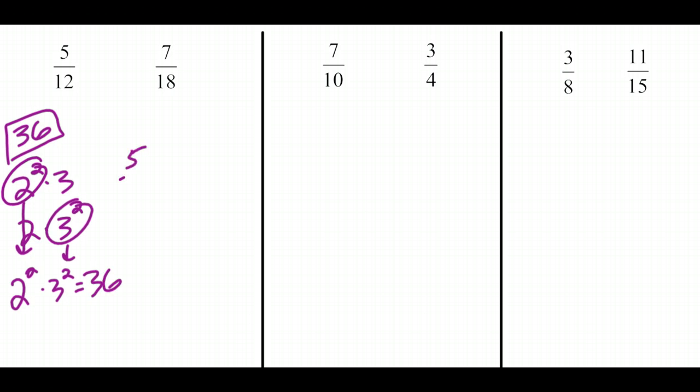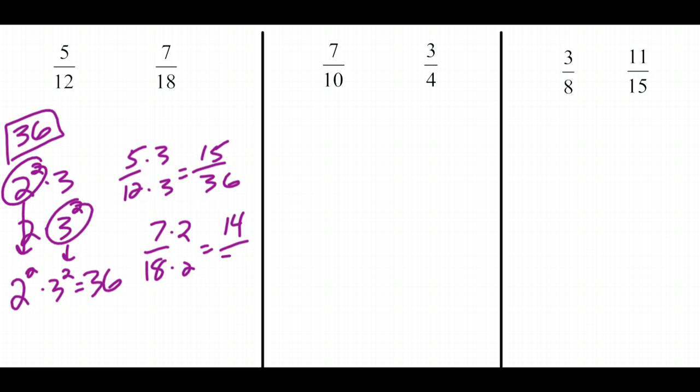So 5/12, multiply numerator and denominator by 3 gives you 15/36. 7/18, multiply numerator and denominator by 2 gives you 14/36. 15 is greater than 14, so 5/12 is greater than 7/18.